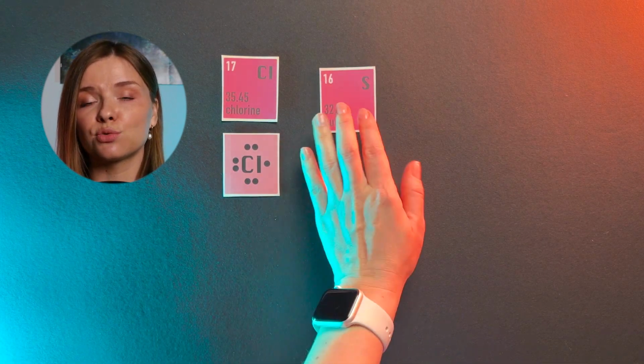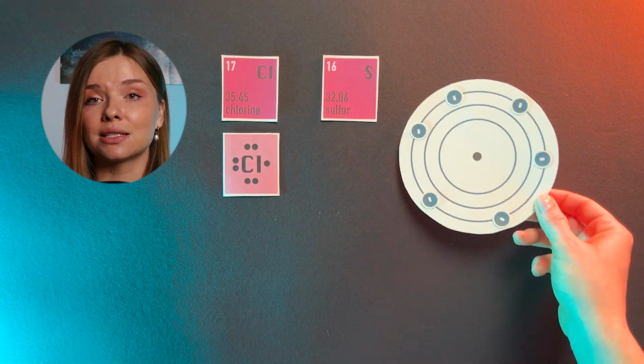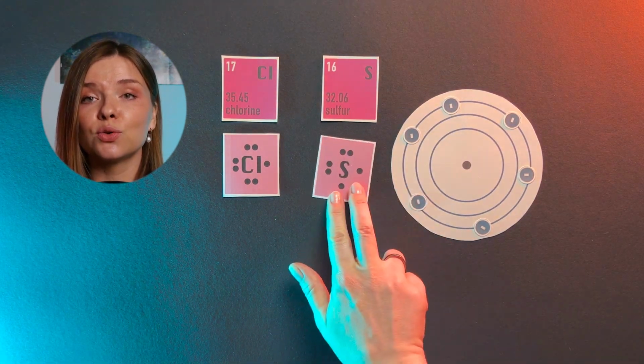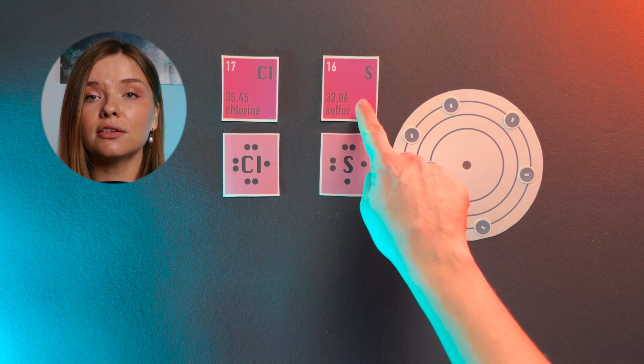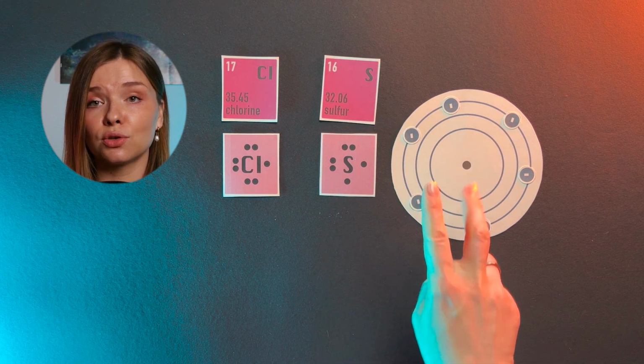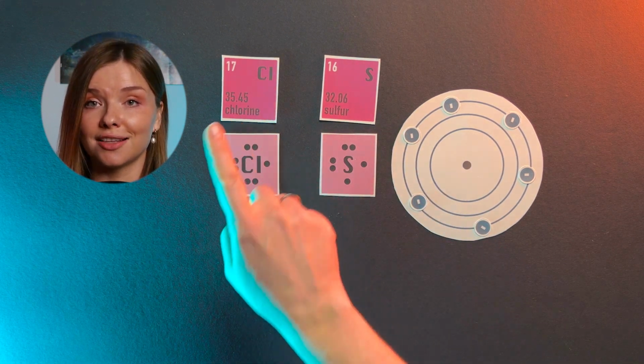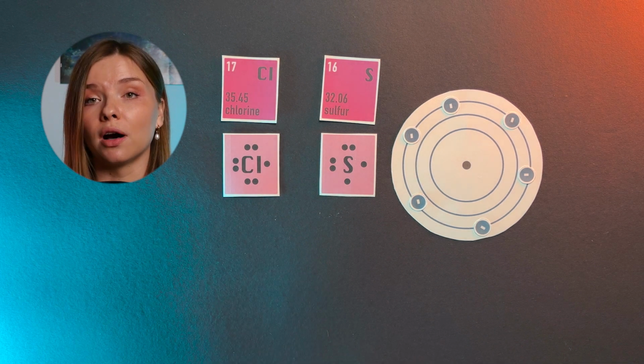But more often, bonds form between 2 different types of nonmetals. And in this case, a polar covalent bond is formed. Here is an example. We remember that a chlorine atom has 7 valence electrons. And let's take a sulfur atom that has 6 valence electrons. Here is the Lewis diagram for it. The sulfur atom lacks 2 electrons to complete its outer shell, and the chlorine atom lacks only 1 electron.